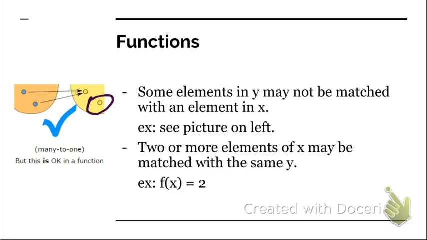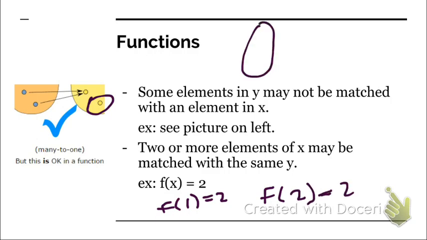Also here, like f of x equals 2. That means f of 1 equals 2 and f of 2 equals 2. So if you were to make a map, you have 1 and 2 both going to 2. That's okay. That's still a function. As long as when you plug in an x value, you get exactly one y value, that's fine.